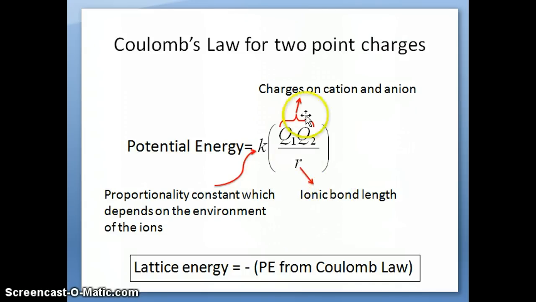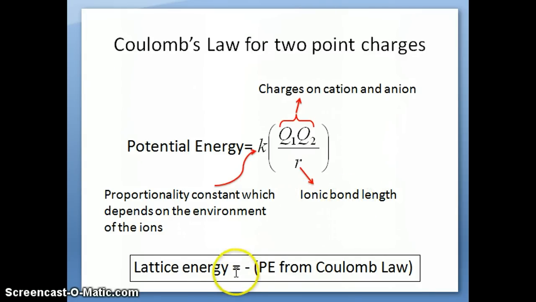Okay, so the Q1, Q2 over R is an important concept to understand here, because Q1 is basically the charge of the cation, and Q2 is the charge of the anion. If we're talking about sodium chloride, this would be +1, this would be -1. If we're talking about magnesium chloride, this would be +2, that'll be -1. It's the charge of each of the ions that you have there. And then R is the distance between those ions, which in other words is the ionic bond length.